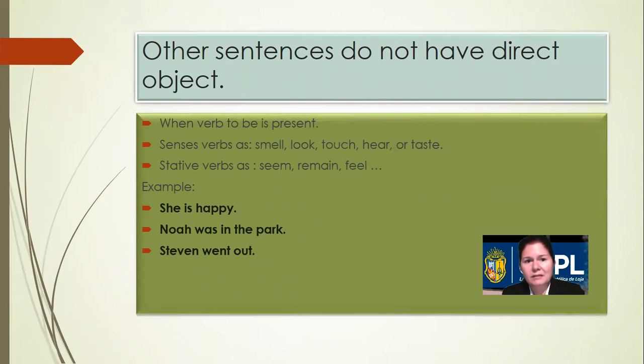Be careful because there are other sentences that do not have a direct object. Which ones are those examples? When the verb to be is present, for instance, sense verbs such as smell, look, touch, hear, or taste, and stative verbs such as seem, remain, feel. Here we've got some examples to understand this. She is happy. Noah was in the park. Steven went out.